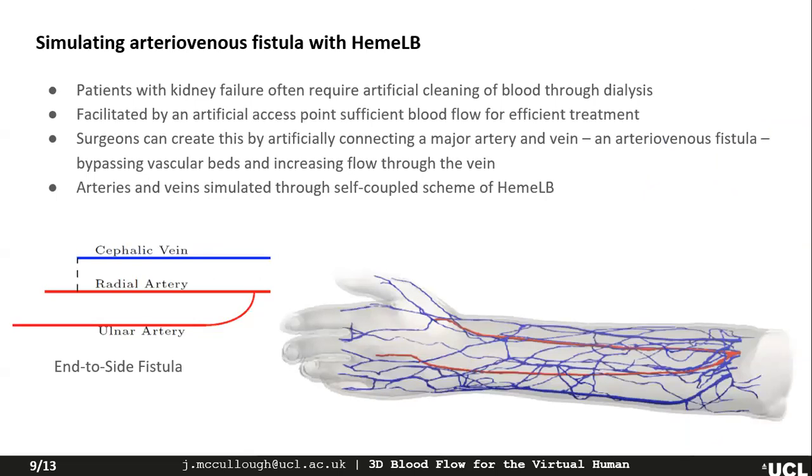So now for a bit more case study type problems. We're looking at arteriovenous fistula. Patients with kidney failure often need to have their blood cleaned through a dialysis process. This is facilitated by an arteriovenous fistula, which is an artificially created joining between an artery and a vein, particularly in the forearm. This increases flow through the vein in particular, and this provides an access point where blood can be removed from the body, cleaned externally, and then returned. This provides a nice setting for us to use our coupled scheme, where we can do the arteries in one simulation and the veins in the other, and have them linked through a fistula connection.